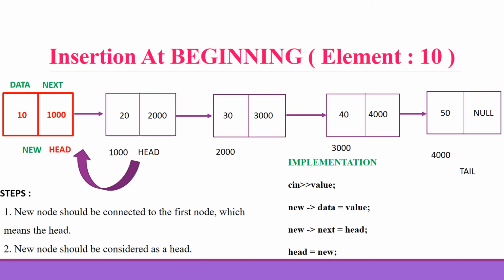Now you can see how to insert the new node in the starting position. Insertion of a new node at the starting position is quite simple. It is just a two-step algorithm. Step 1. The new node should be connected to the first node, which means the head. This can be achieved by putting the address of the head in the next field of the new node. Step 2. The new node should be considered as the head. It can be achieved by declaring head = new.